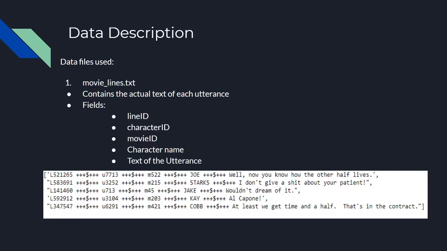There are two data files that were used for this project. They are the movielines.txt file and the movieconversations.txt file. The movielines.txt file contains the actual text of each utterance. When you see the columns inside this file, there is a line ID, a character ID, a movie ID, which says which movie this particular dialogue is from, the character name, and the dialogue itself, or the text of the utterance.